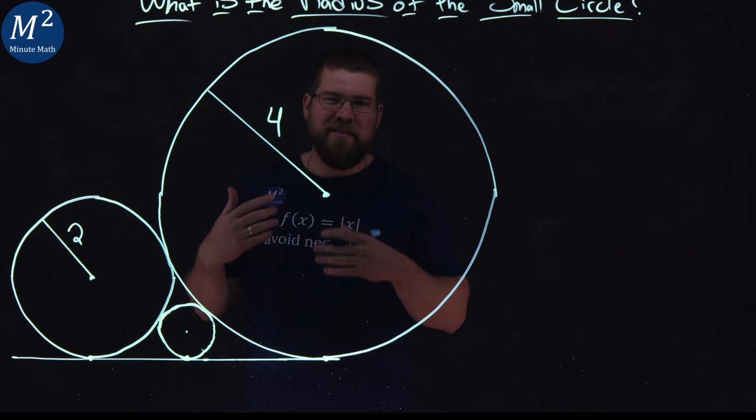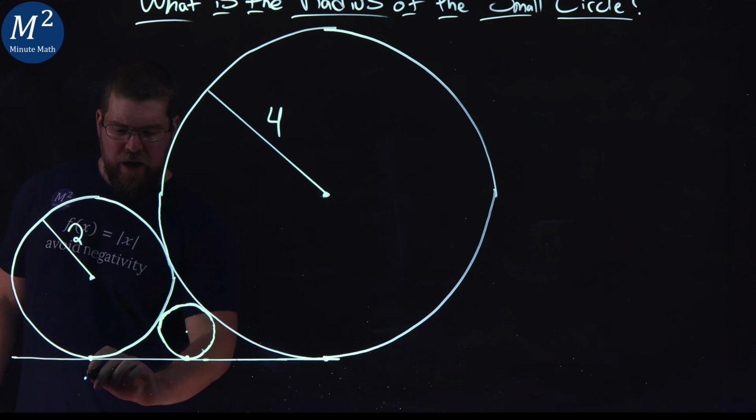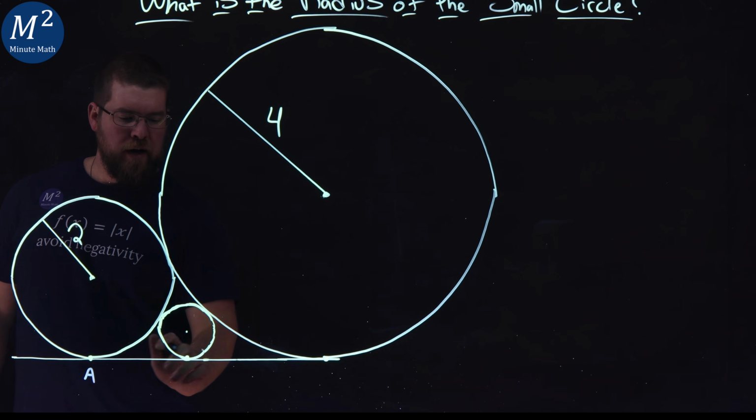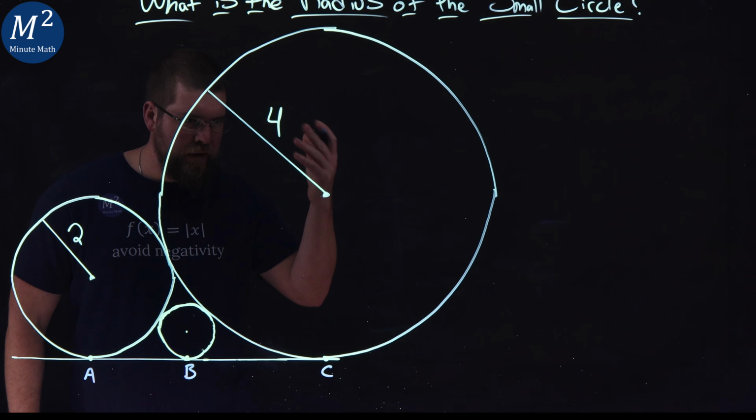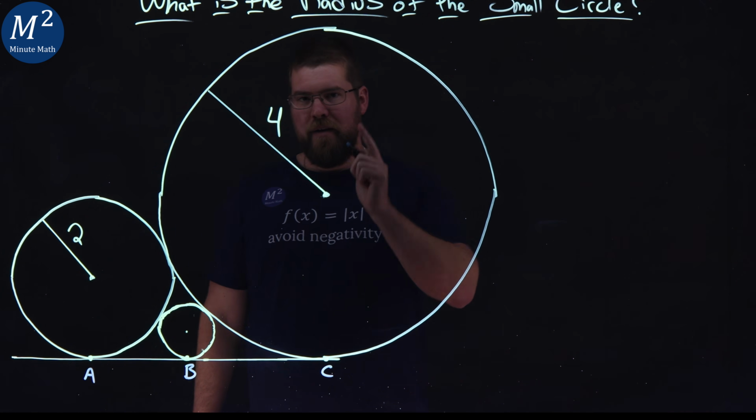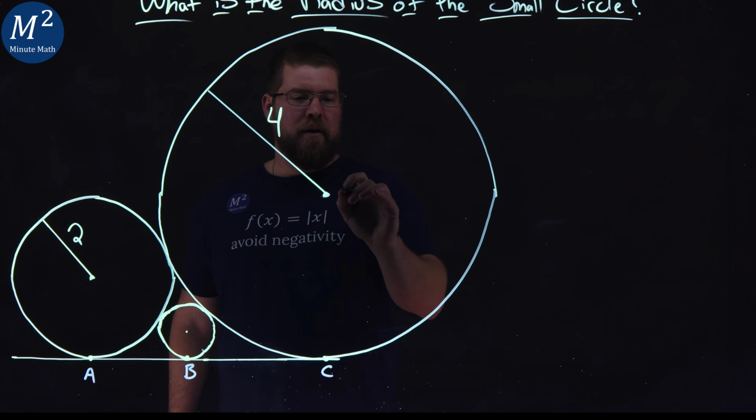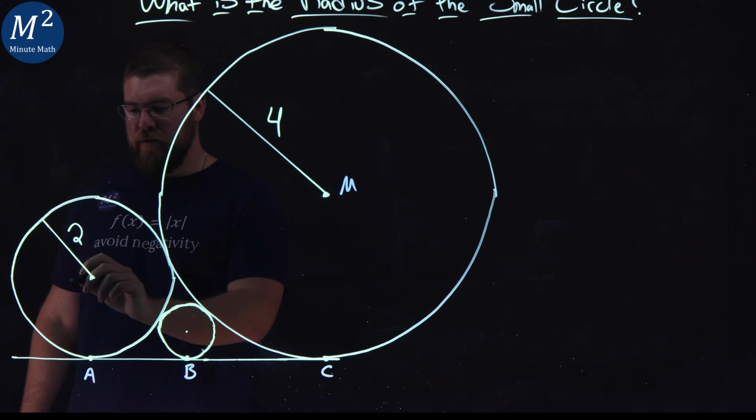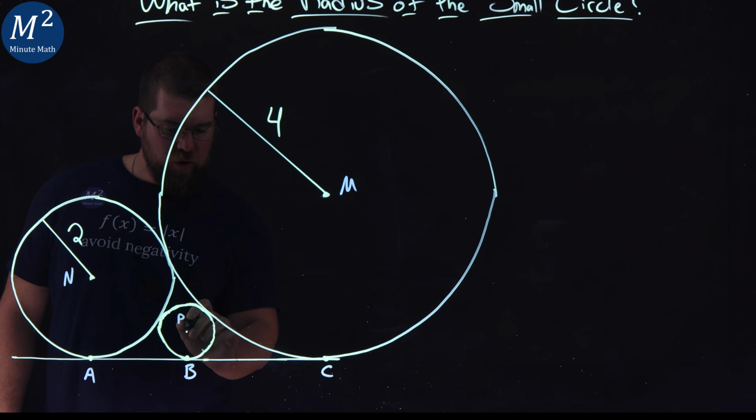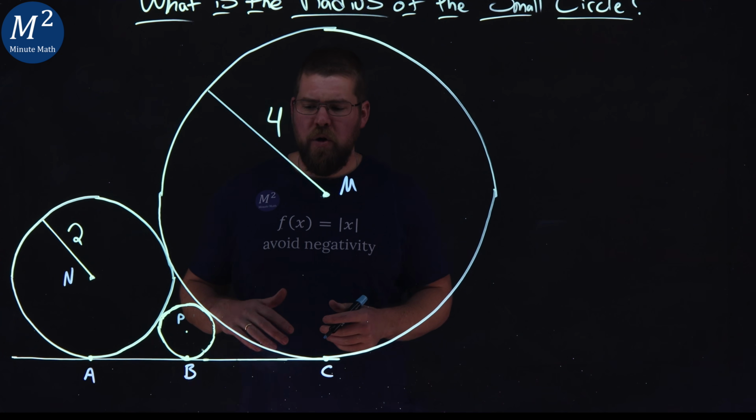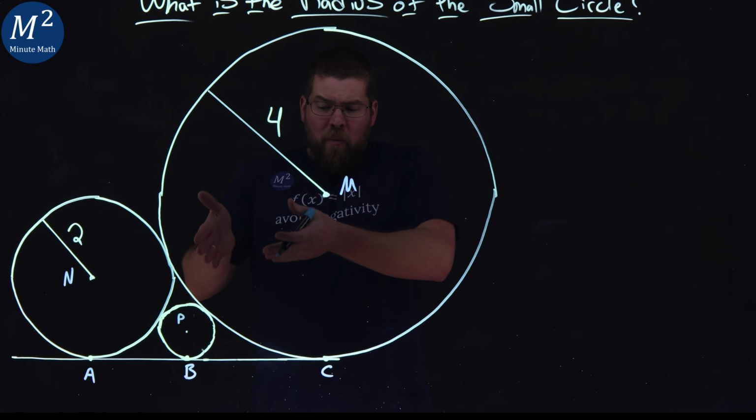All right, let's get some label points here to help us out. Let's call this point A, where the circle touches the line, and we have B here, and then C on the third one, A, B, C. Easy peasy lemon squeezy. Now let's label the circle centers. I'm gonna call this one M, and let's call this one N, and this little one here is called P, circle P.